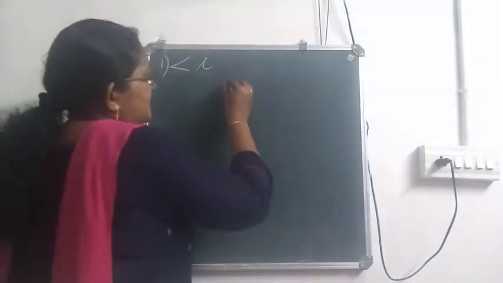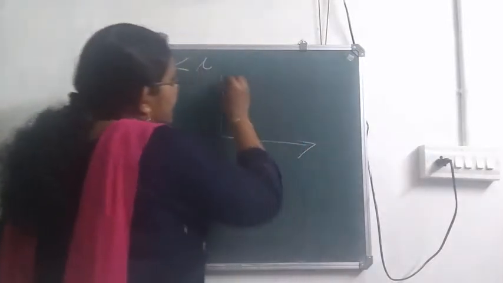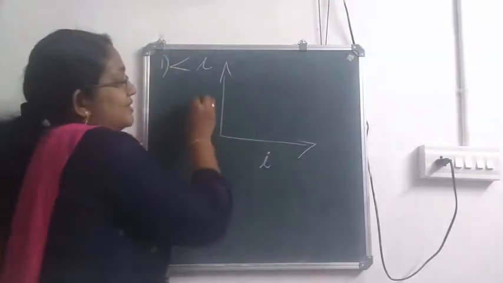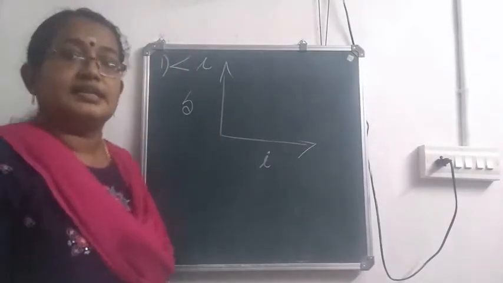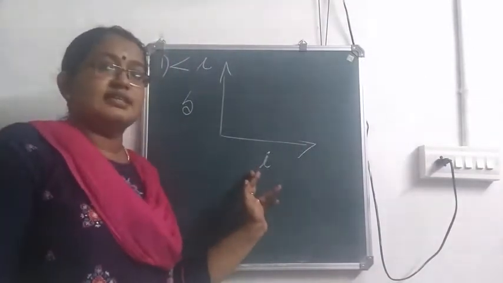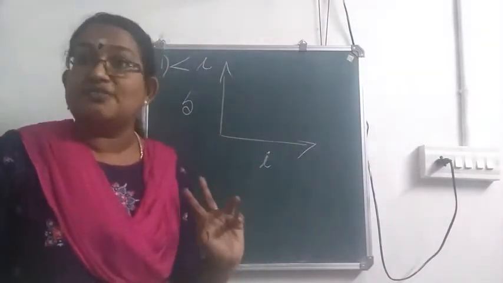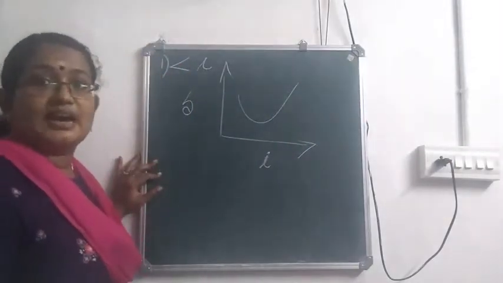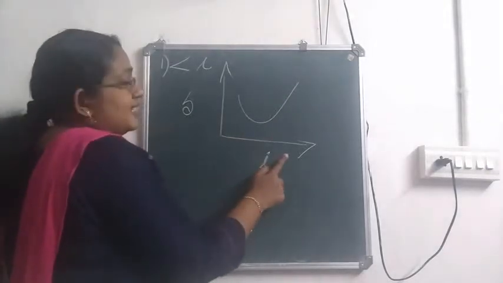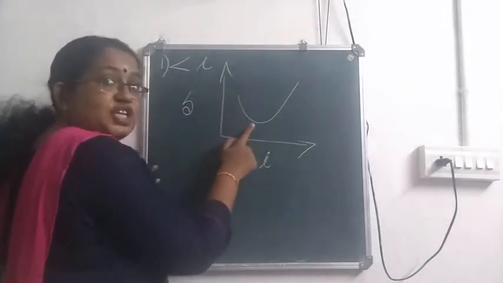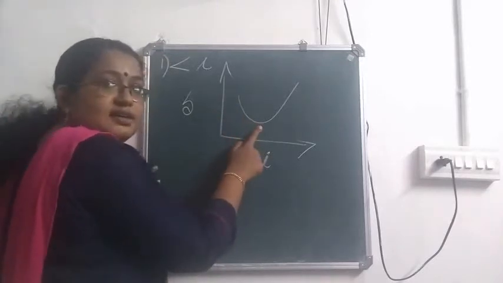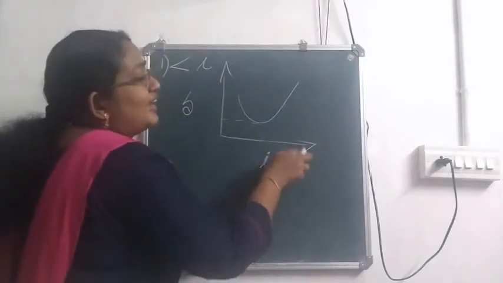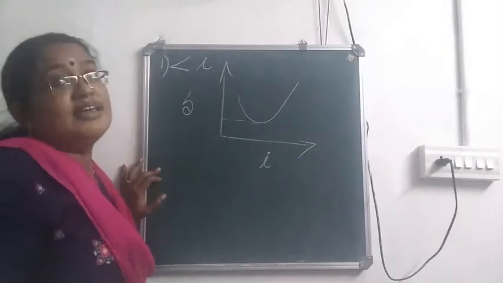So, we can represent this using a graph. Okay. So, I am constructing a graph by taking angle of incidence in the x-axis and angle of deviation in the y-axis. Angle of incidence in the x-axis, angle of deviation in the y-axis. Now, this will be the shape of the graph. That is, when angle of incidence increases, what happens to angle of deviation at first? Angle of deviation decreases. It reaches a minimum value. And again, when you are increasing angle of incidence, angle of deviation increases.